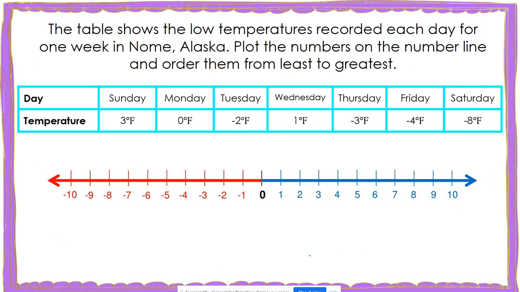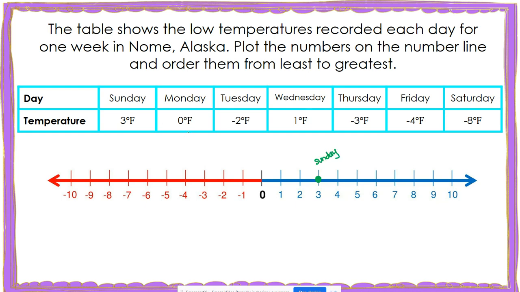This table shows the low temperatures recorded each day for 1 week in Nome, Alaska. We are going to plot these numbers on the number line and then order them from least to greatest. I see that Sunday has a temperature of 3 degrees, so to get to +3, I would start at 0 and move 3 units to the right. So I'm going to put a point here to represent the temperature from Sunday.